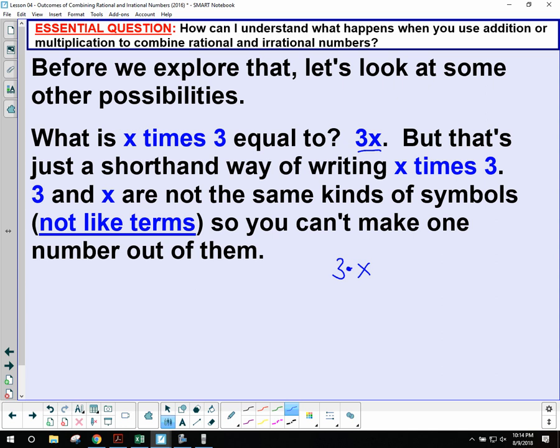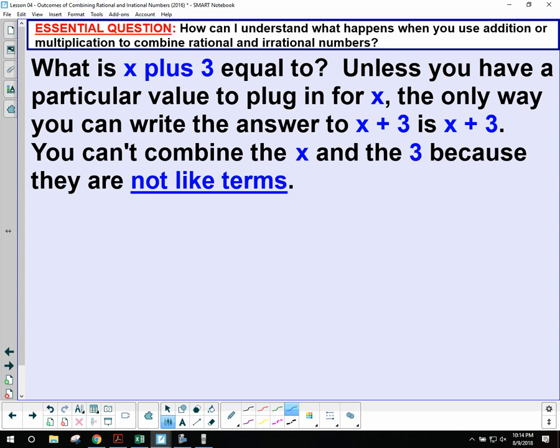What is x plus 3 equal to? Well, unless you have a particular value to plug in for x, the only way you can write this answer is x plus 3. You can't combine the x and the 3 because they're not like terms. And again, this was going back from coordinate algebra, just re-emphasizing these properties.